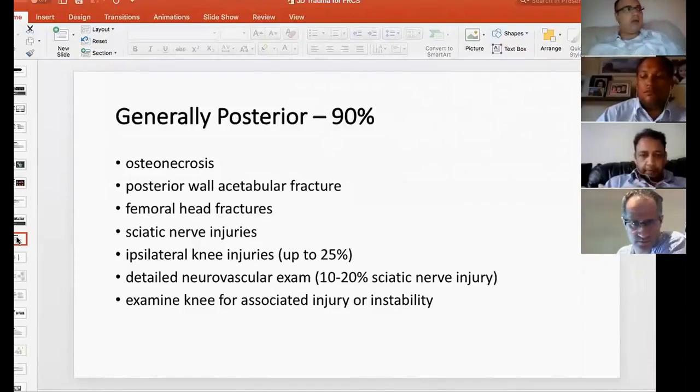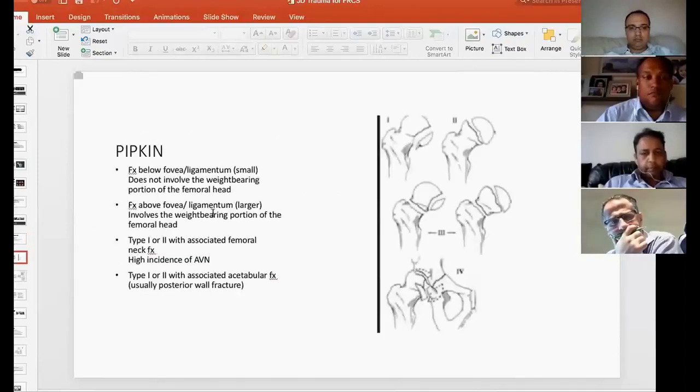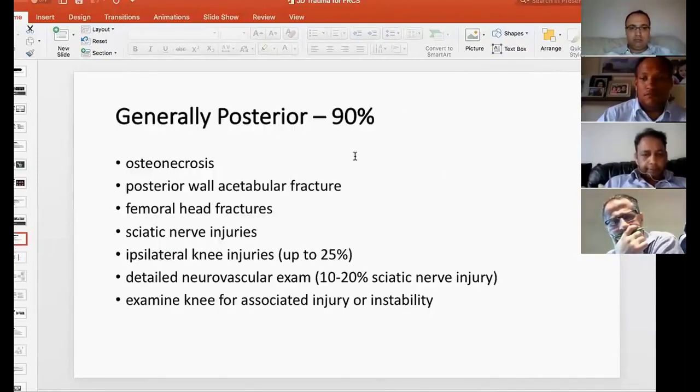Comment on ipsilateral knee injuries, which come up to 25%, and examine the knee for any associated injury or instability. But that doesn't take precedence. That doesn't take priority. The priority is to relocate the dislocation. As far as what X-rays you want, within the A&E setting, an AP hip should do, and then for a hip dislocation, you reduce it with manual inline traction.